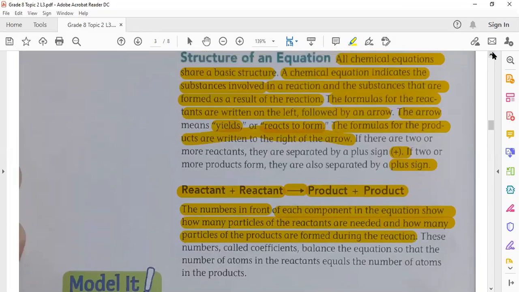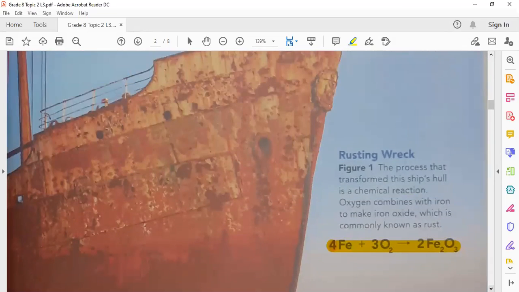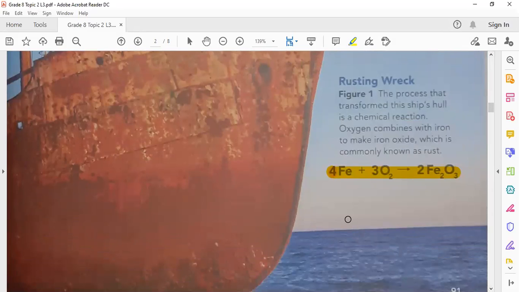Like this. We will take another example. Do you know what is the meaning of the equation? When 4 atoms of iron react with 3 molecules of oxygen, they yield 2 particles or 2 compounds of iron oxide. This is the meaning of the front numbers. They are different from the subscript.